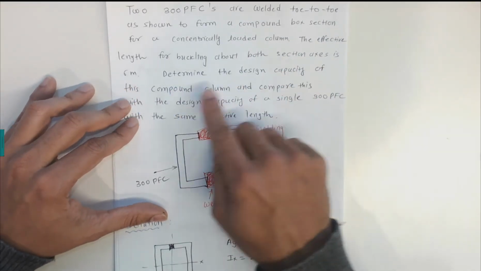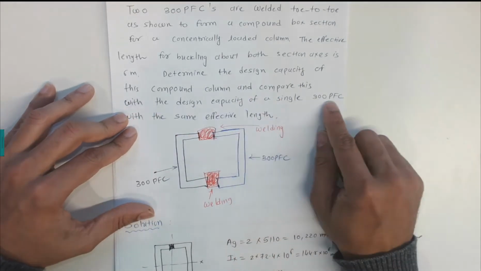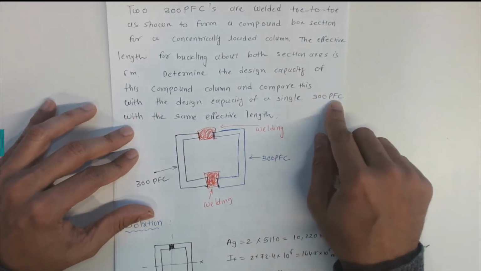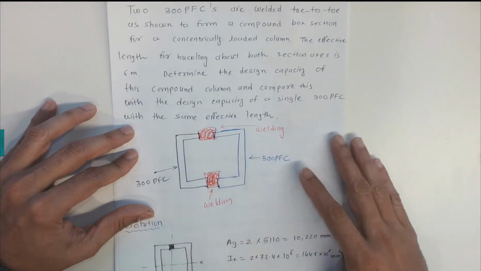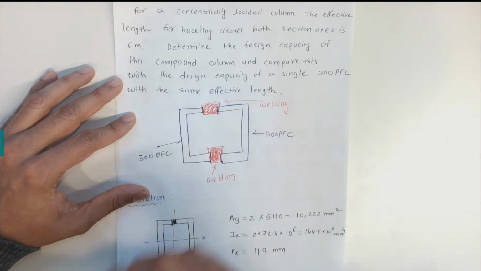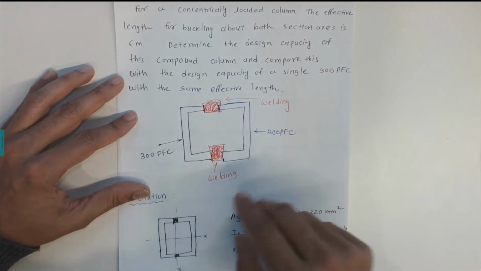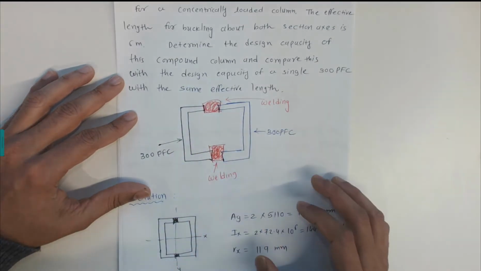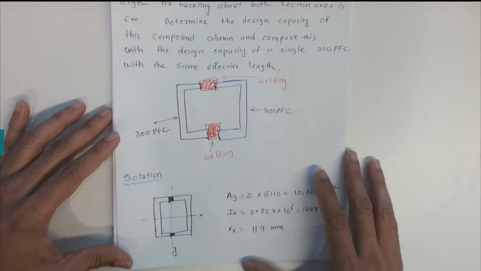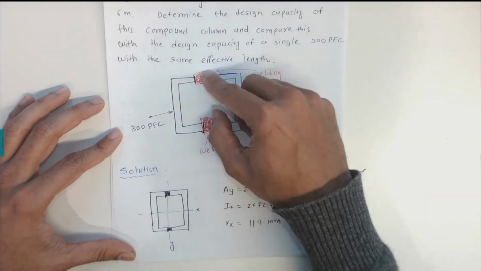Determine the design capacity of this compound column and compare this with the design capacity of the single 300 PFC with the same effective length. So we first need to find the capacity of this double channel, and then we're going to find the capacity of the single channel, and we're going to compare both. So let's start with the double channel first. This is the first one and the second one, welded together.